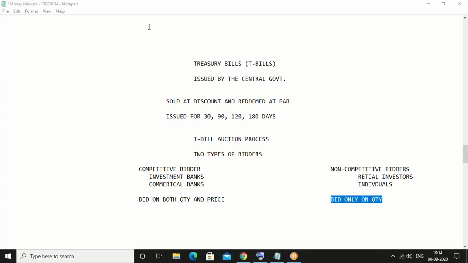Are these treasury bills available every day or just a specific time frame in a year? No, they won't necessarily be issued every single day. They will be issued as and when the government requires it. But you can always buy treasury bills from the secondary market as well. So we're talking more from a primary market perspective for treasury bills.